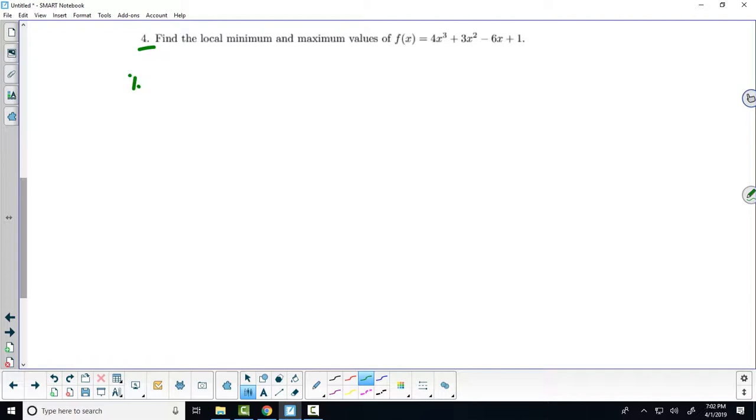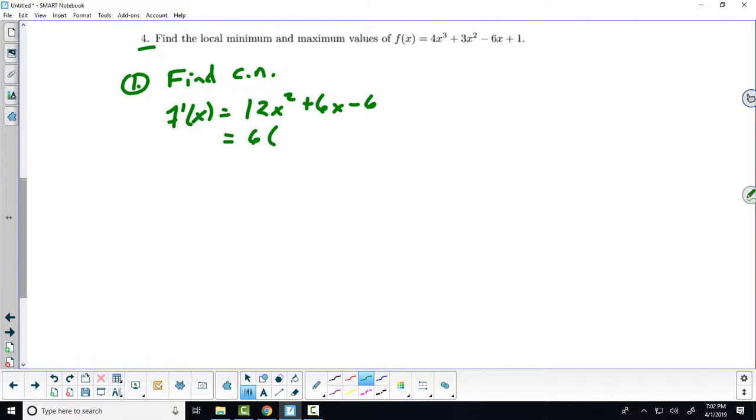So here are our steps. Step 1 is to find the critical numbers. How are we going to do that? What do I have to do first? I have to find the derivative. All right. F prime of x is equal to 12x squared plus 6x minus 6. Put it in factored form. So let's see, 6 is 2x and x, and let's see here, we need a 1 here with a plus sign and a minus 1 here.